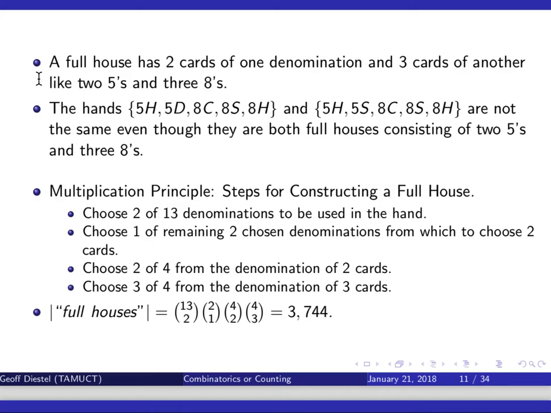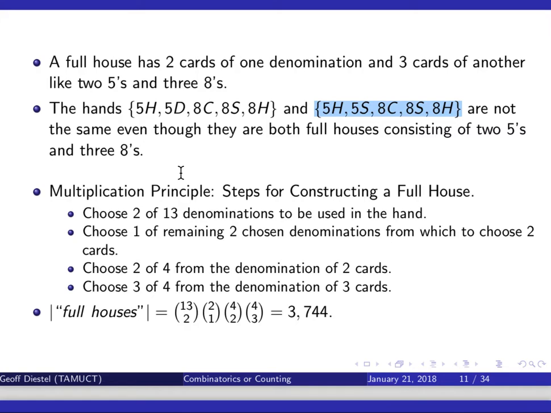So we'll start with full house. So full house is a sample of 5 cards where you have 2 of one denomination and 3 of another. So for example, you'd have 2 5s and 3 8s. So 5 of hearts, 5 of diamonds, 8 of clubs, 8 of spades, 8 of hearts would be one of those full houses that has 2 5s and 3 8s. But the 5 of hearts, 5 of spades, 8 of clubs, 8 of spades, 8 of hearts is also the same kind of full house, but it's a distinct full house from the first one because one of the cards is different. So as long as at least one of the cards is different, it's a different full house that we have to count.